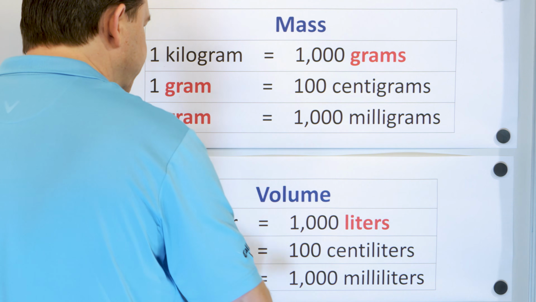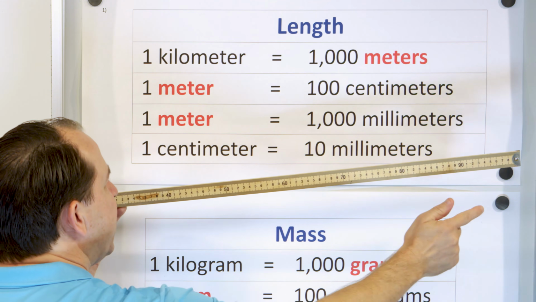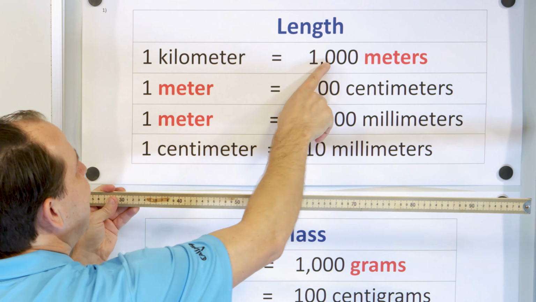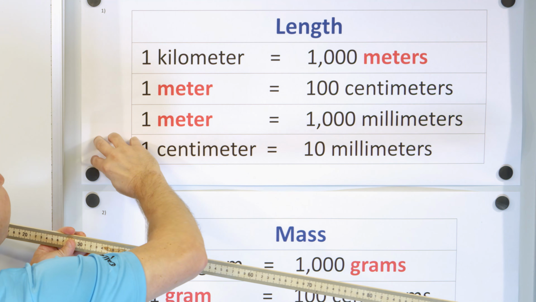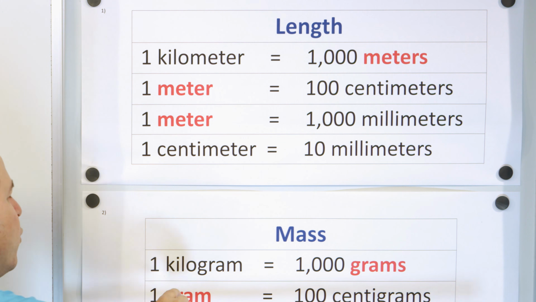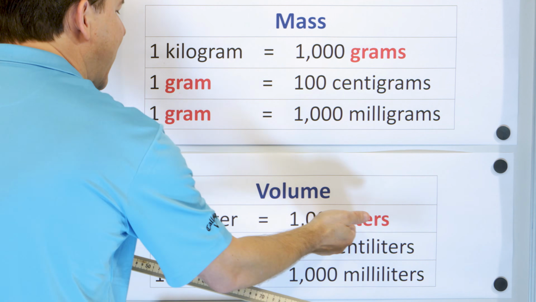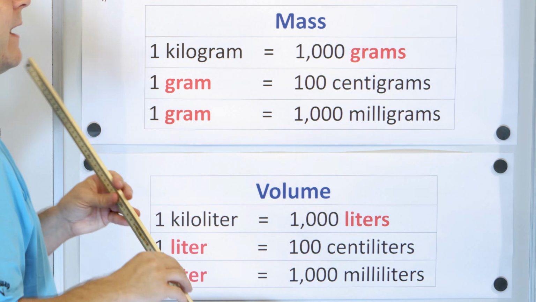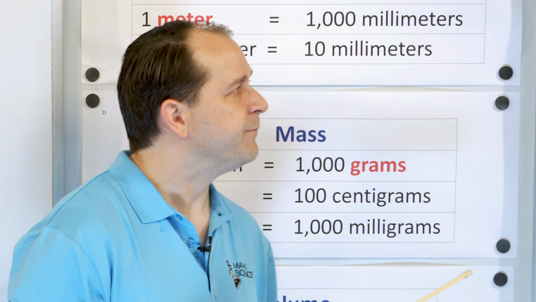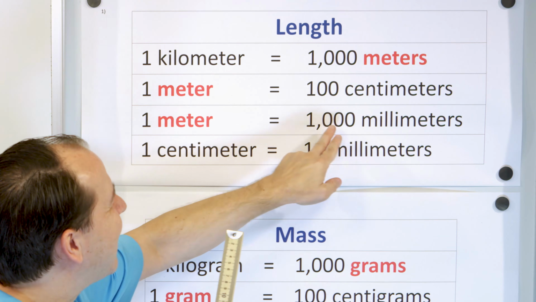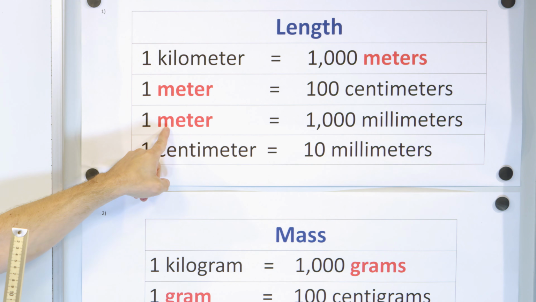So the main thing I want you to pull out of this is the base unit of length is this thing called a meter. And when we have a kilometer, it's 1,000 times the length of this, because a kilo means 1,000 times bigger, right? And then we have kilogram, 1,000 times of a gram, and then kiloliter, 1,000 liters. So kilo means 1,000 times larger than whatever the base unit is. Milli means 1,000 times smaller. So it takes 1,000 of these millimeters to equal a meter.